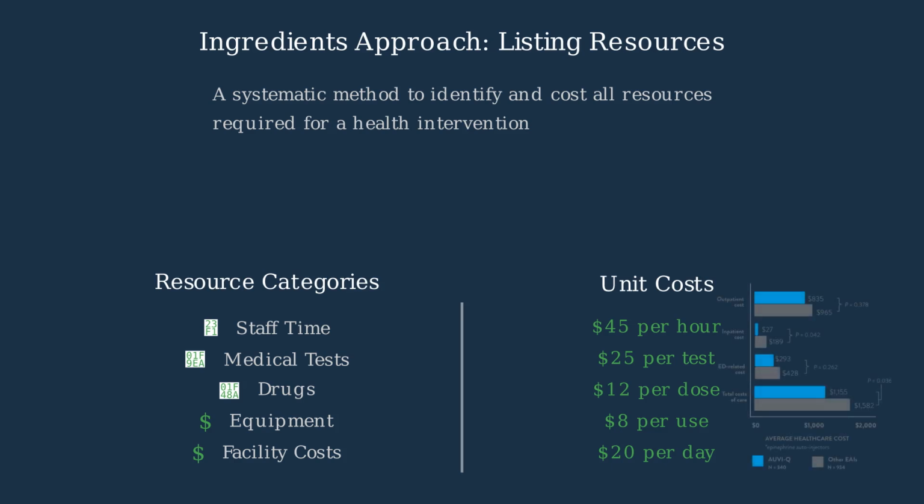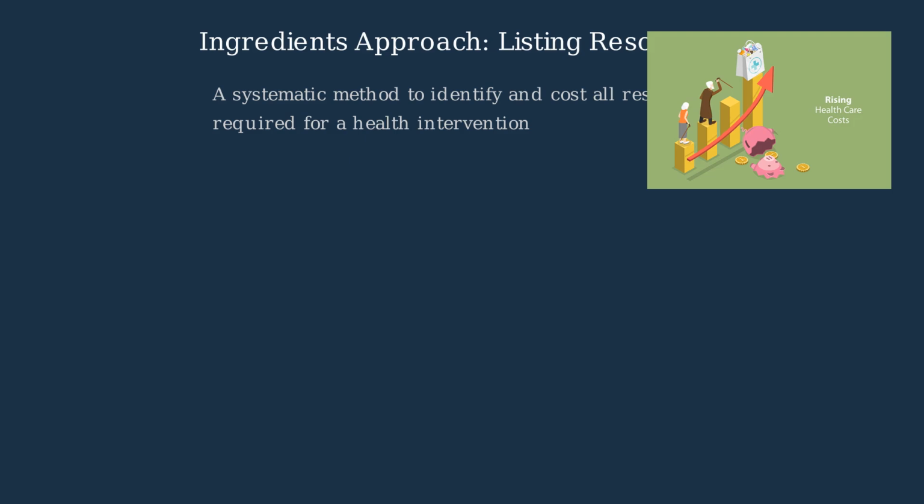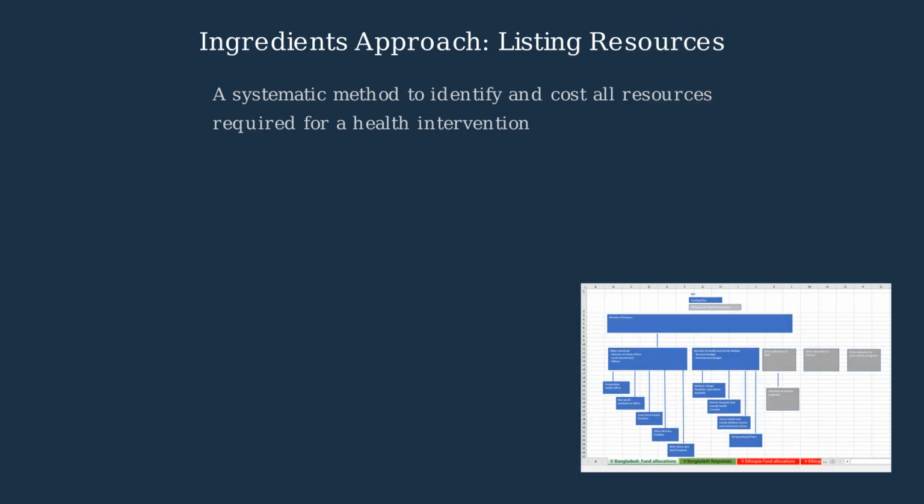In practice, healthcare costs can vary significantly between different interventions. This graph shows cost differences between two comparable treatments. As healthcare costs continue to rise, detailed resource listing becomes increasingly important for managing budgets efficiently. Healthcare funding flows through various channels, and the ingredients approach helps track how resources are allocated across the system.